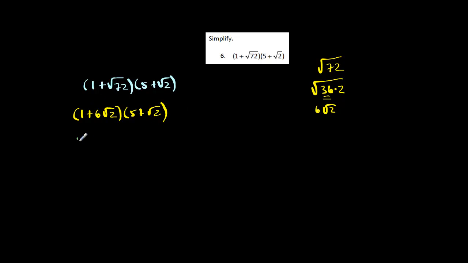1 times 5 is 5. 1 times root 2 is root 2. 6 root 2 times 5 is 30 root 2. And 6 root 2 times root 2 is 6 times 2, which is 12. 5 and 12 is 17. Root 2 and 30 root 2 together is 31 root 2.